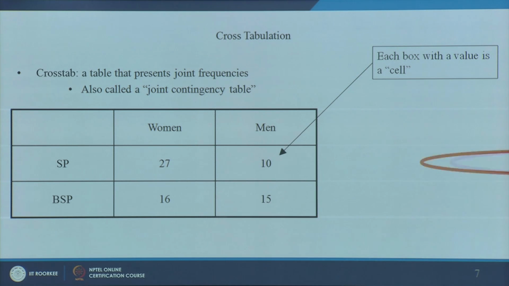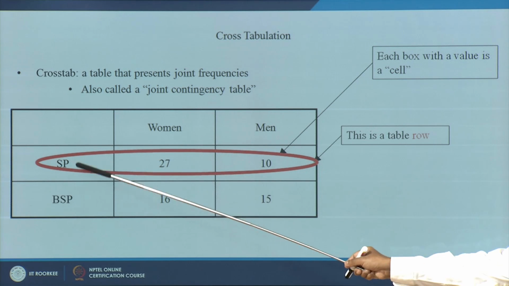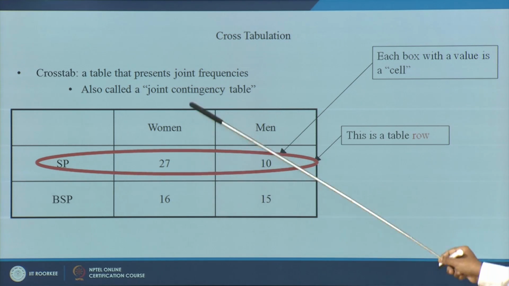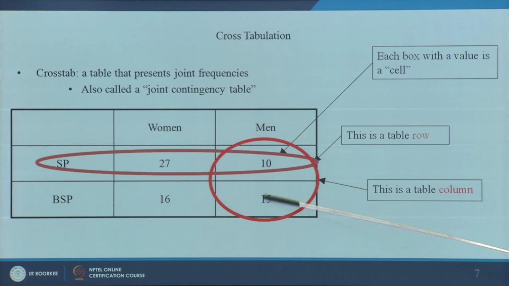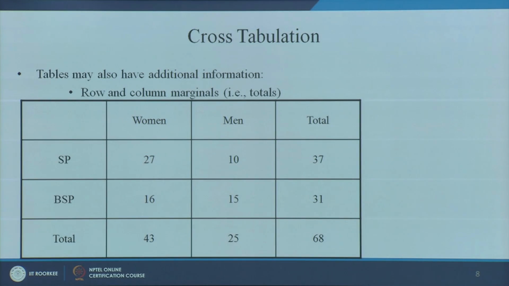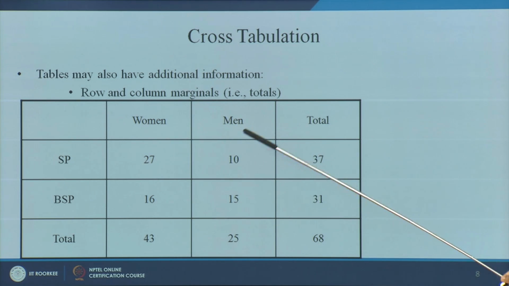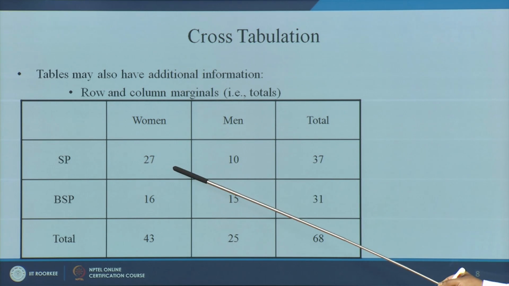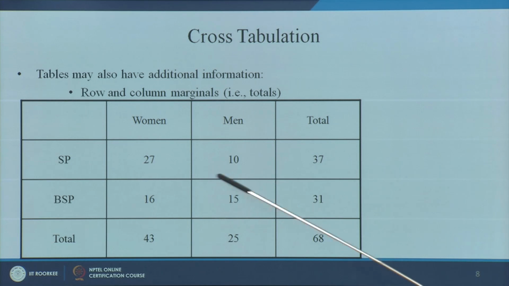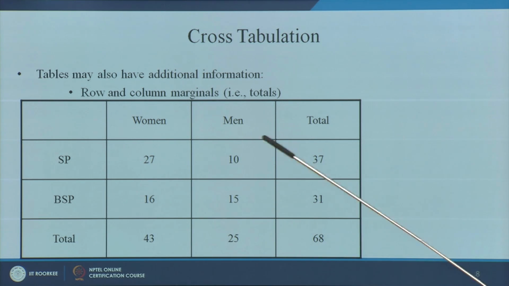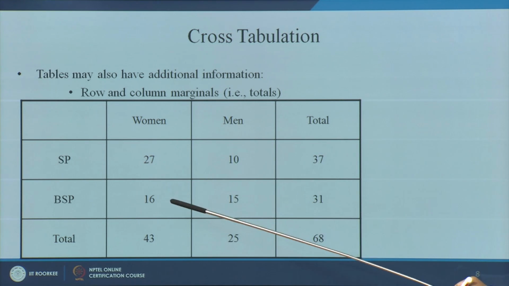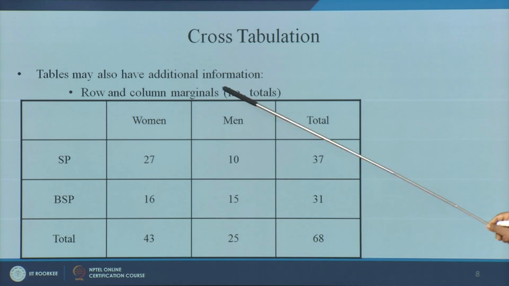And what is the total now? This is a table row, and this is a column. So, these are two rows and two columns, okay. Now, look at what it is saying. 27 plus 10, so SP has got a total of 37: 27 women, 10 men. BSP has got 16 women and 15 men, so 31. So, total SP is 37, total BSP is 31, total women is 43, total men is 25.